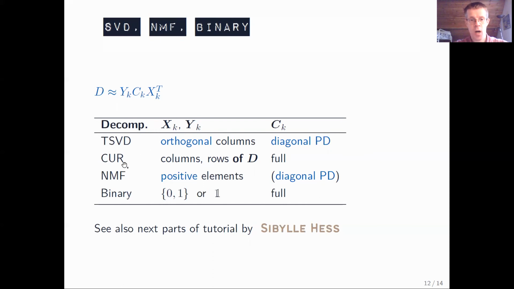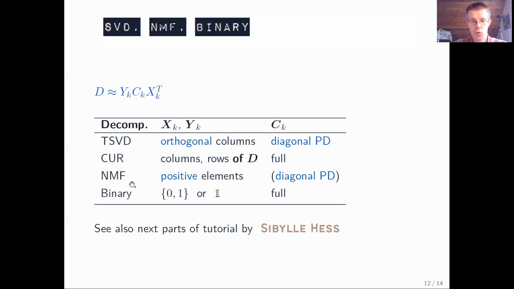Then you have a CUR decomposition. CUR stands for, the C stands for column, and the R stands for row, and this U is a relatively arbitrary name. Here the Y and the X need to consist of columns and rows of D, and that is very useful for interpretation, so that you can say, okay, I know which data points or which features it corresponds to. So this C here is full.